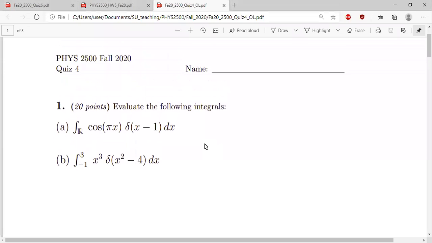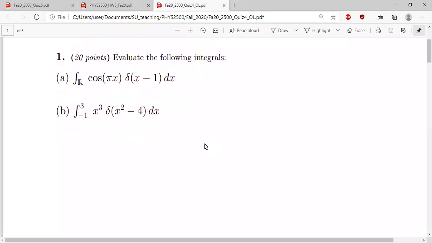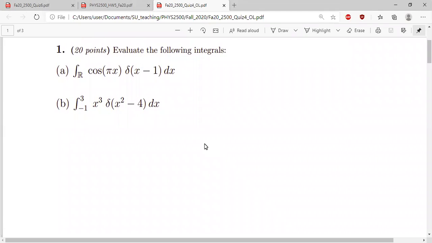Okay, so this is a little bit late, but these are the quiz 4 solutions. Start with a couple of delta function questions, and one of them is kind of tricky.